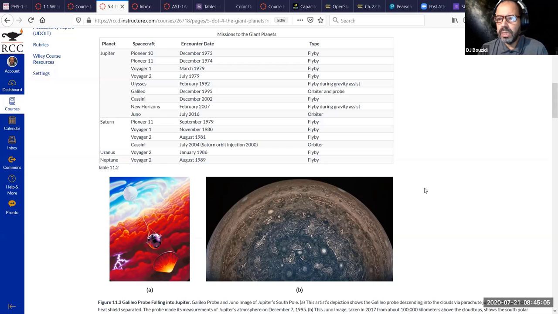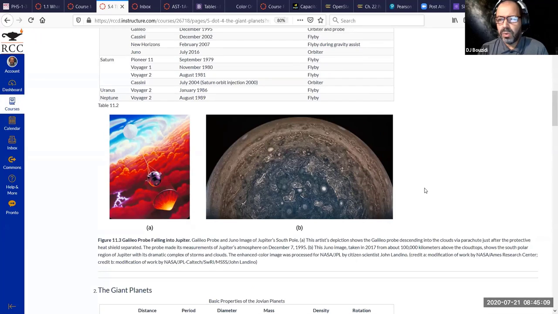The orbiter was Cassini around Saturn. This is actually not Cassini. This is Galileo. This is the probe that went to Jupiter itself.